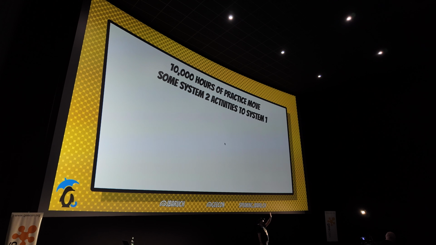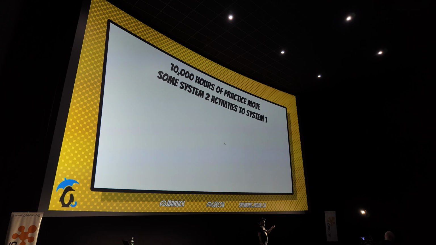How many of you have a driving license? All of you. How many of you remember how stressful and painful your first driving lessons were, when it was System 2? Most of you remember. How about now? Is it System 2 or System 1? It's definitely System 1.